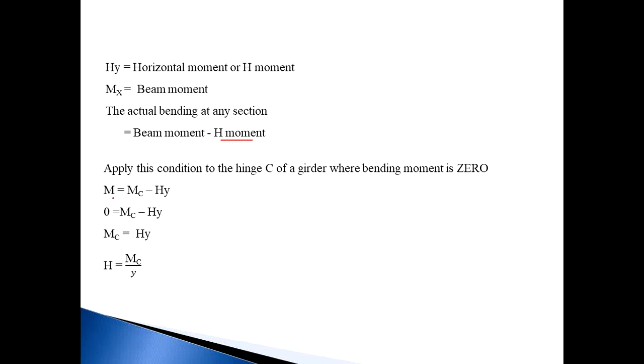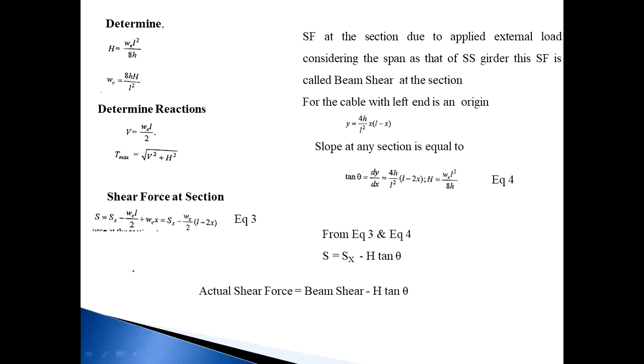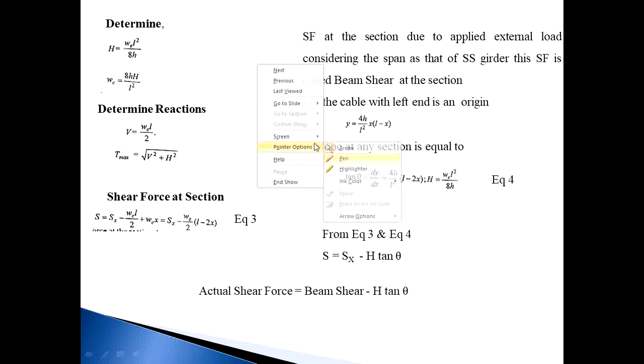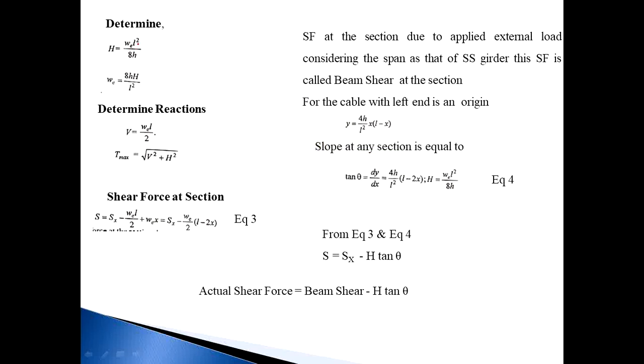So M is equal to Mc minus Hy. So 0 is equal to Mc minus Hy. So Mc is equal to Hy. So H is equal to Mc divided by y. This is your final solution. Then already we know H is equal to WE L square upon 8h. This is the horizontal force.